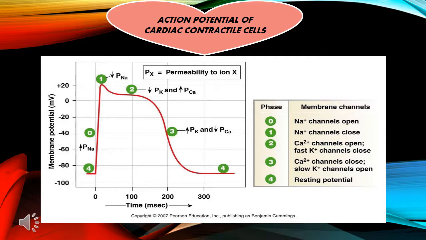Phase 0 is actually the depolarization stage, when a wave of depolarization moves into a contractile cell through a gap junction. The membrane will become more positive. This will cause the voltage-gated sodium channels to open and allow more sodium to enter the cell and rapidly depolarize it. The membrane potential reaches about positive 20 millivolts before the sodium channels close.